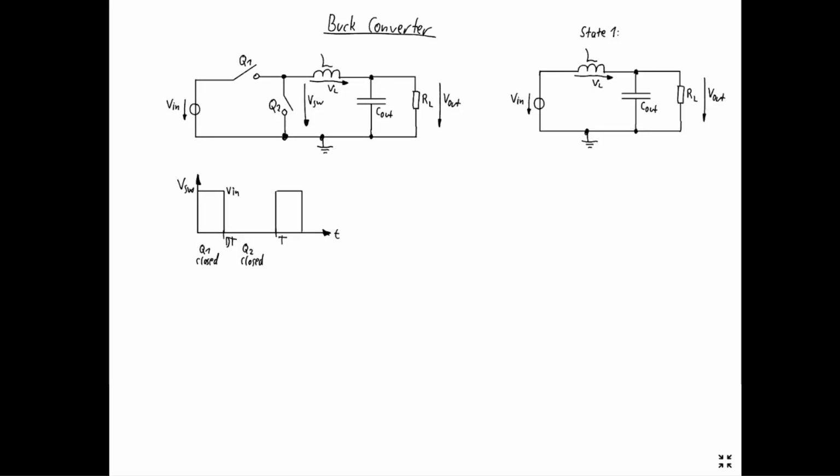There are two states of the buck converter. In the first state, Q1 is closed and Q2 is open. That's the state here. And the circuit reduces to this one shown here on the right side, where we have the input voltage, which is connected with the inductor and the output capacitor and output resistor.